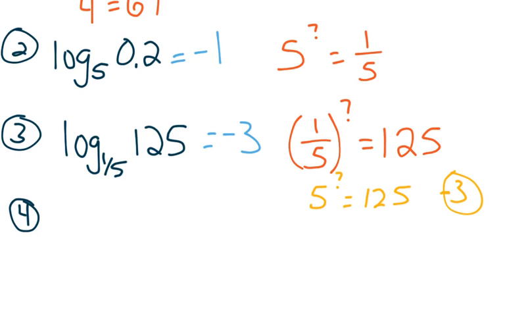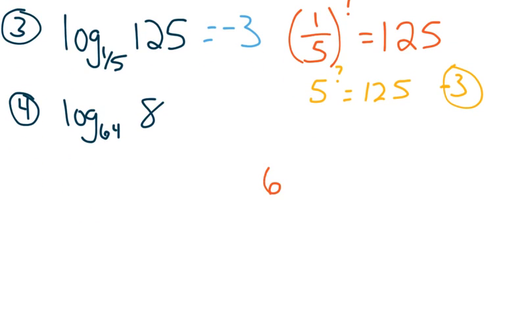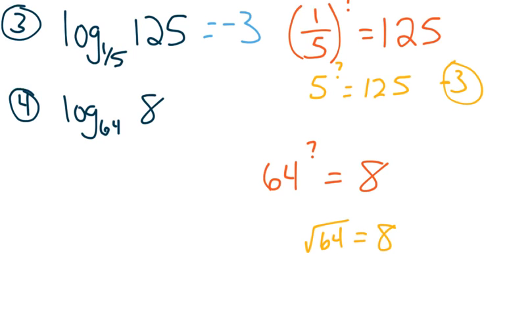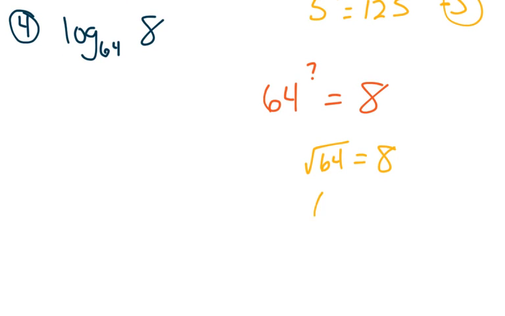And then the last one here, number 4, log base 64 of 8. Again, think about it exponentially. Slide this up here. 64 to what power is equal to 8? Well, I know 64 and 8. 8 is the square root of 64. So if I did the square root of 64, that would be 8. To turn a square root into an exponent, remember the square root is the 1/2 power. So 64 to the 1/2 power is 8. So your answer here for number 4 is going to be 1/2, because it's 64 to the 1/2 power, or the square root of 64.